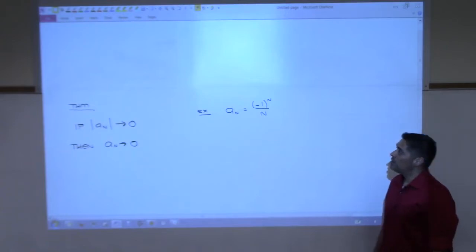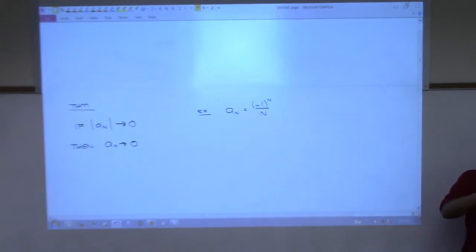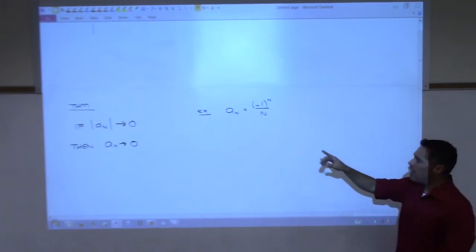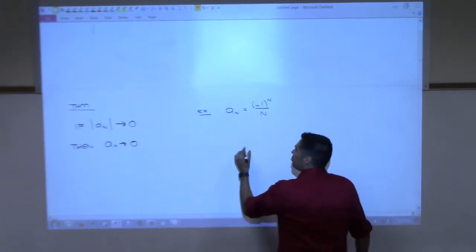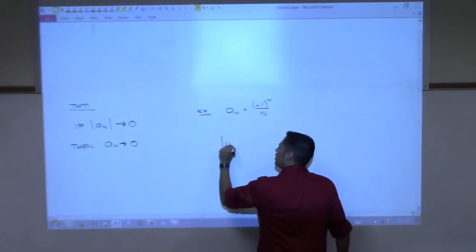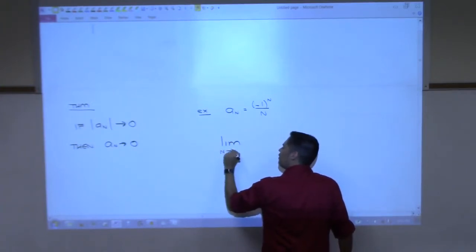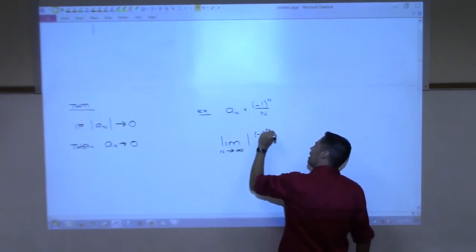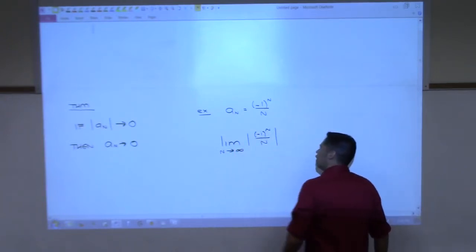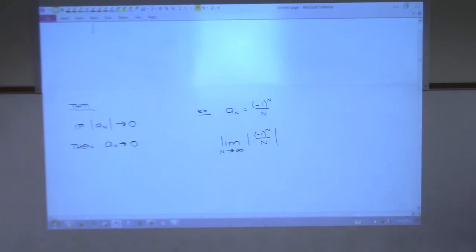So you look at that and you say, okay, I've got this alternating happening, right? This theorem says, hey, look, if you've ever got alternating happening, take a look at the absolute value. So let's just look at the limit as n goes to infinity of the absolute value of (-1) to the n over n. Now, what does taking the absolute value of this do for me?